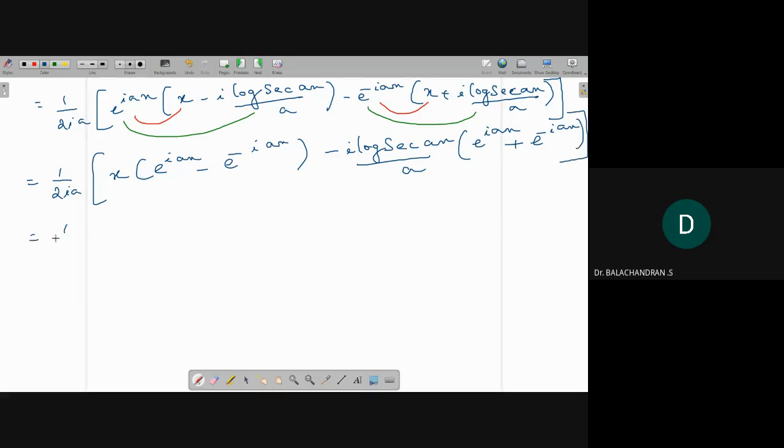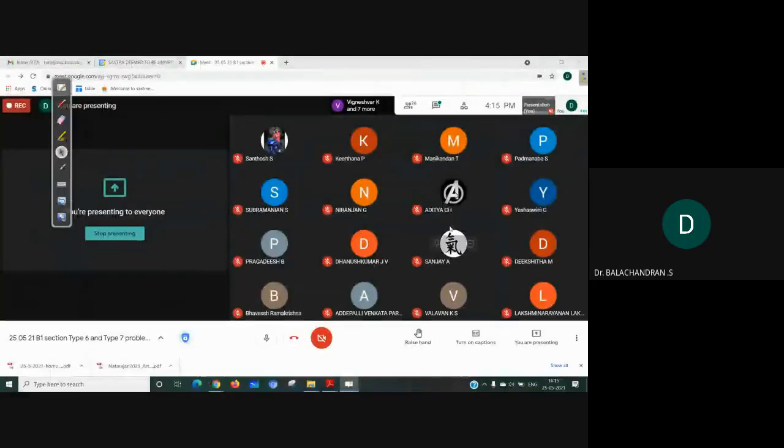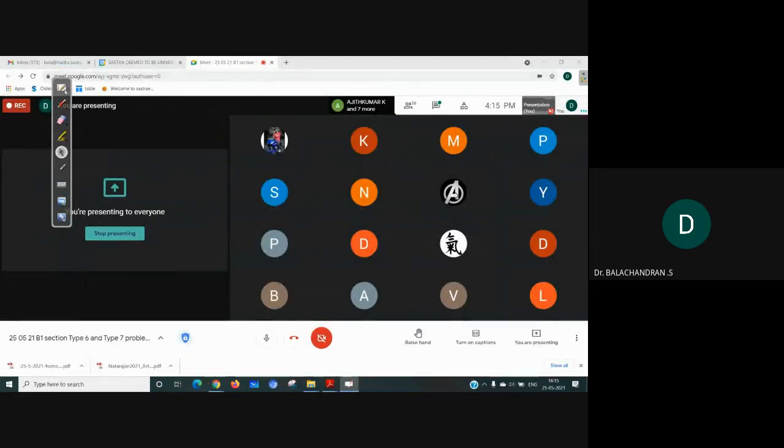This is equal to 1 by 2 ia into x into. So what is this? e power iax minus e power minus iax is 2i sin ax. And this is minus i into log secant ax divided by a. So what is this? 2 cos ax.